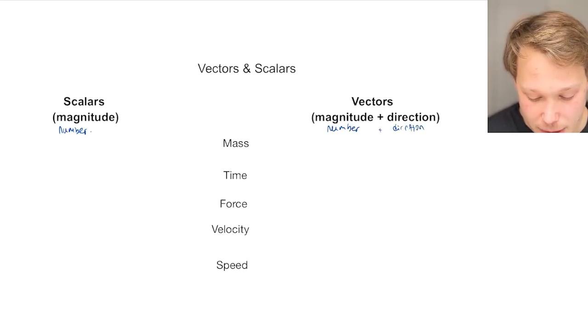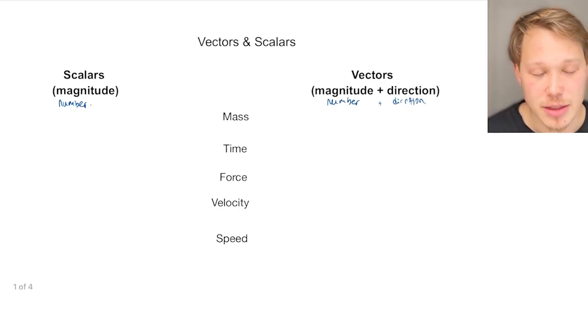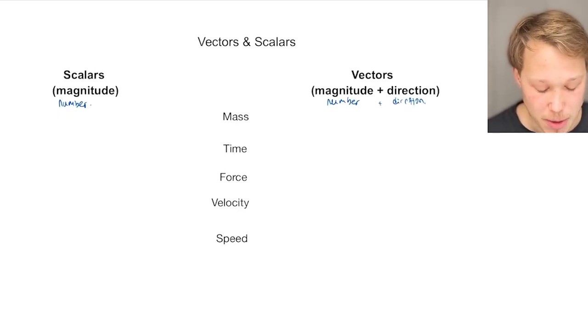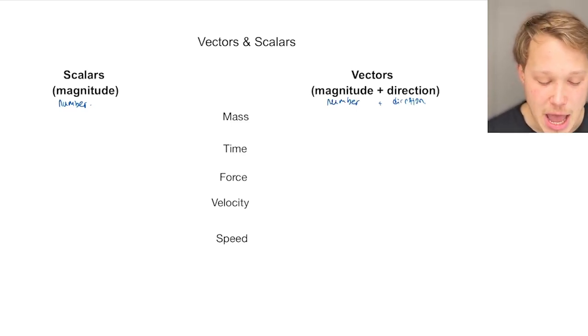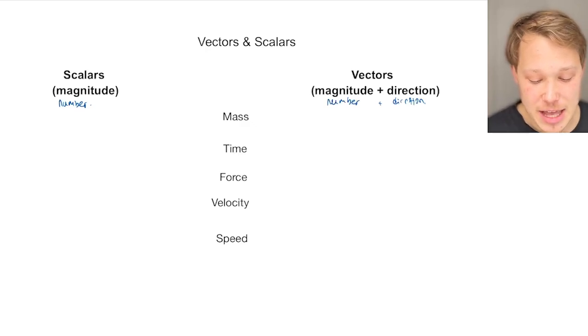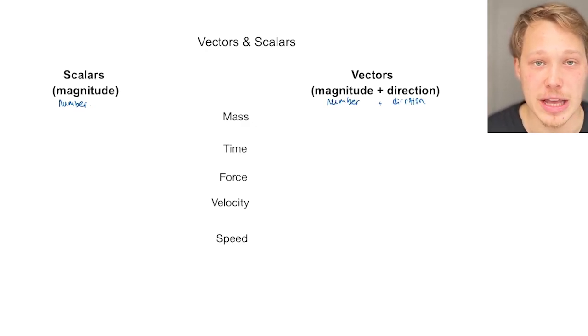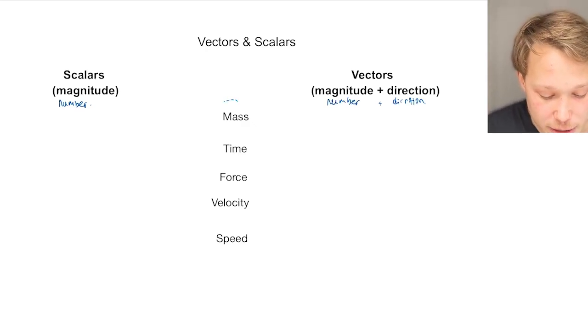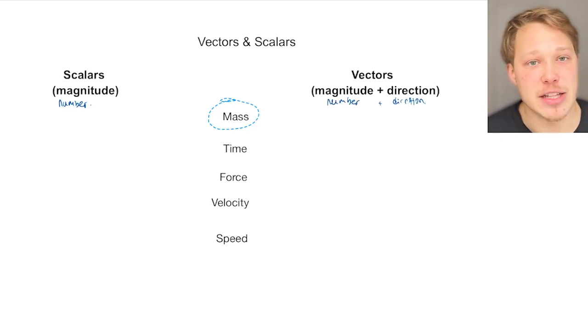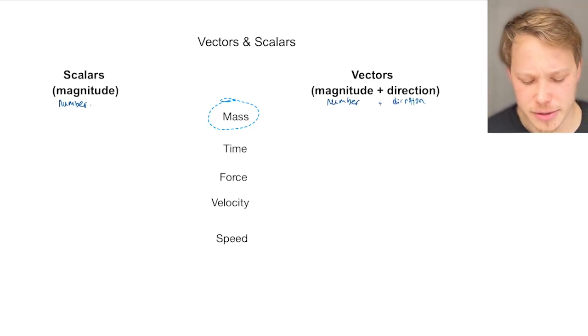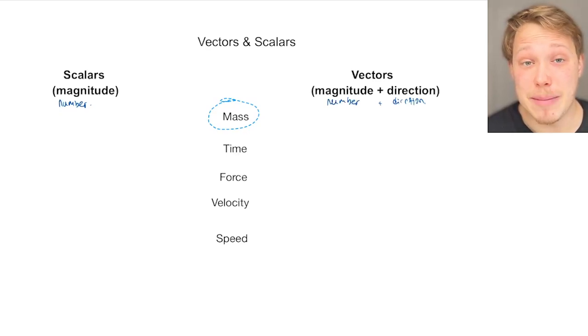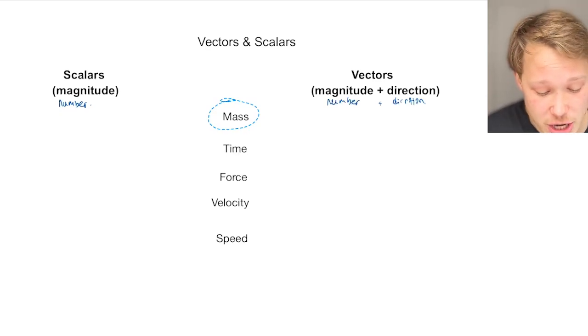Let's analyze what these words actually mean by looking at the following quantities in the middle. We have mass, time, force, velocity, and speed, and we have to put each of them as either a scalar or a vector. Take mass, for example. Can mass have a direction? Can you say 5 kilograms to the left or 5 kilograms to the right? Not really. It doesn't make sense for mass to have a direction. Therefore, mass will always be a scalar.